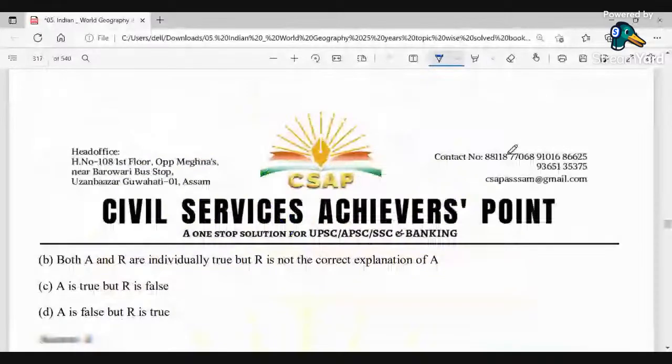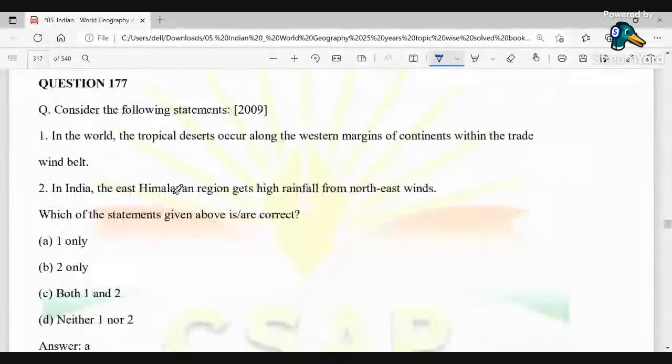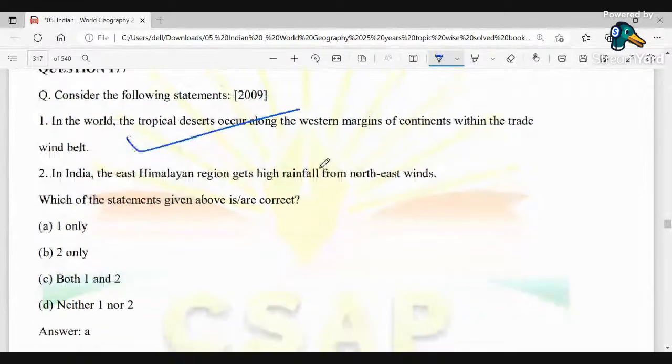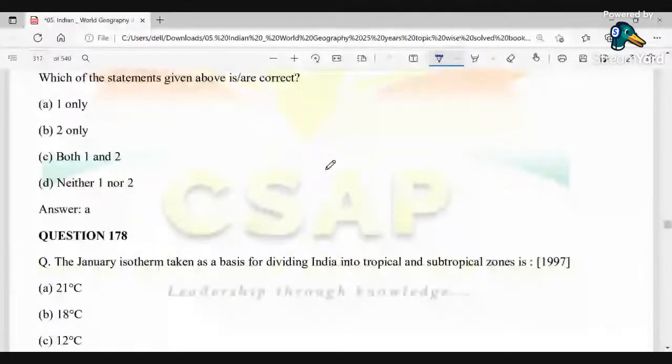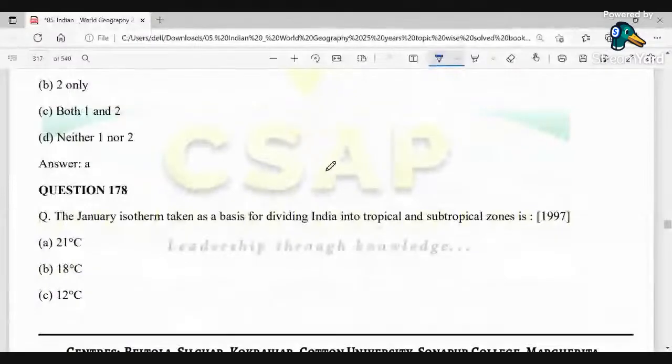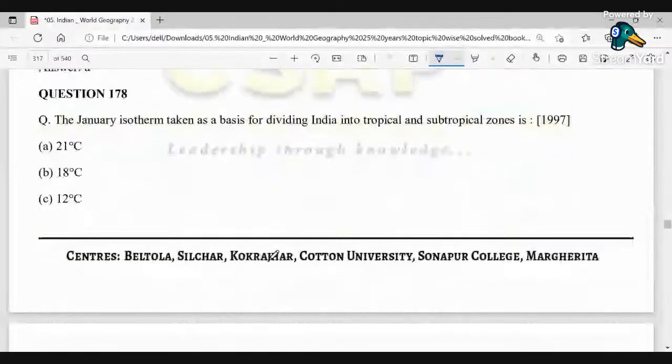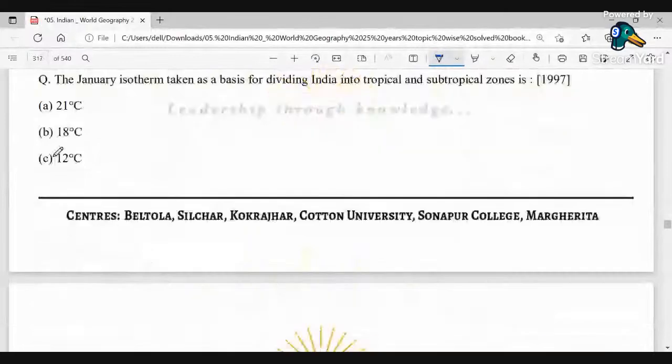Next, consider the following statements. In the world, tropical deserts occur along the western margins of continents within the trade wind belt. In India, the eastern Himalayan region gets high rainfall from northeast winds. So which of the above statements is or are correct? So here the correct answer is A, that is 1 only. Okay. So the January isotherm taken as a basis for dividing India into a tropical and subtropical zone is what? So the answer is B. It's 18 degrees Celsius.